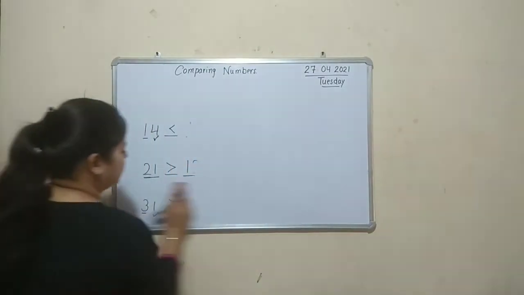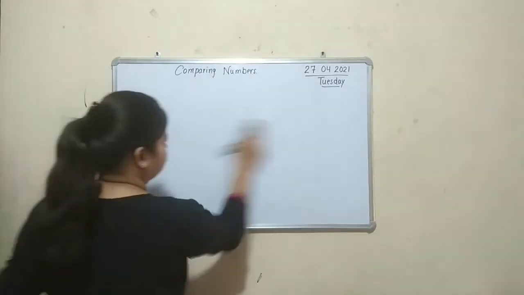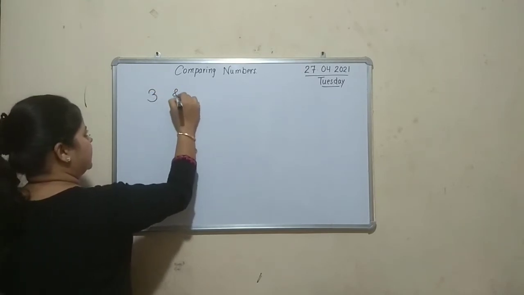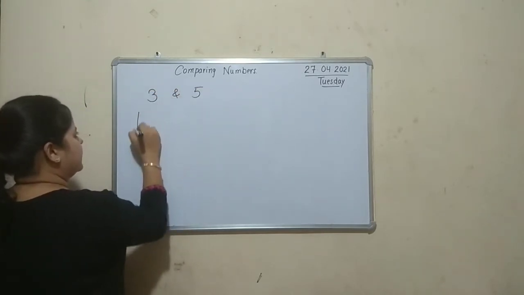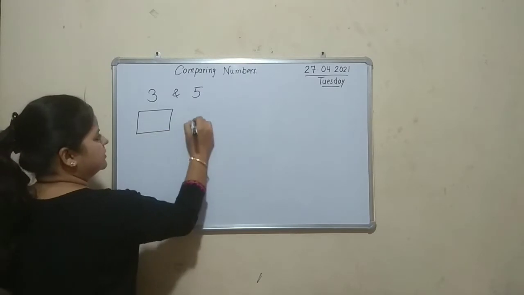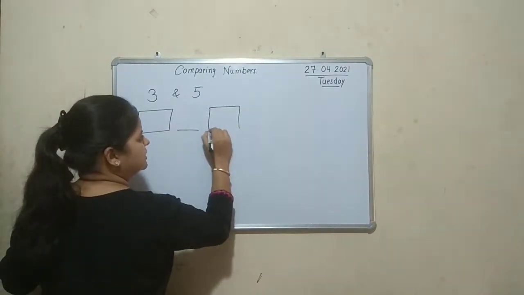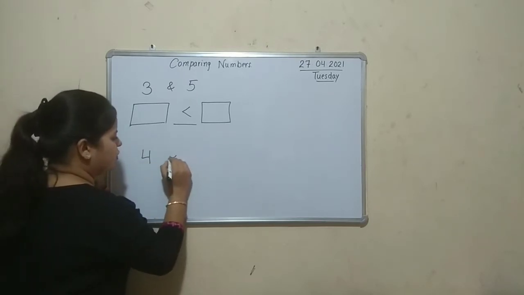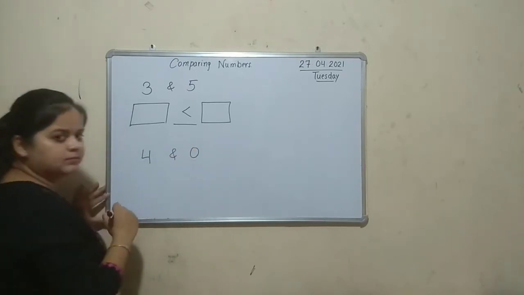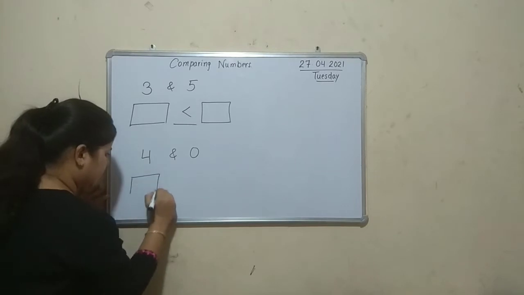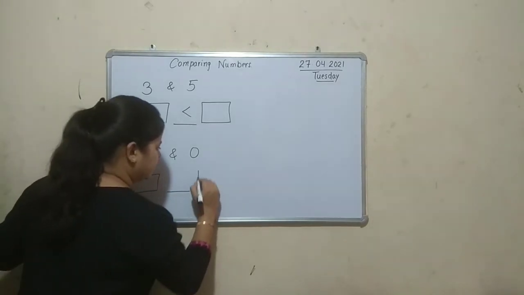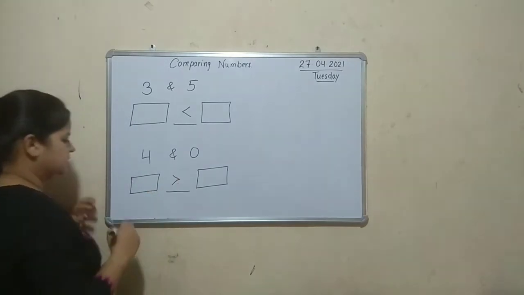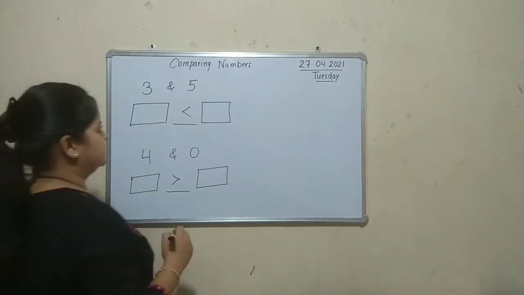Now we will do 2-3 sums of this kind again. Now we have two digits, 3 and 5, and again we have to make two-digit numbers. The next sum is 4 and 0, and we have to write two-digit numbers here, and the sign of comparison is this.